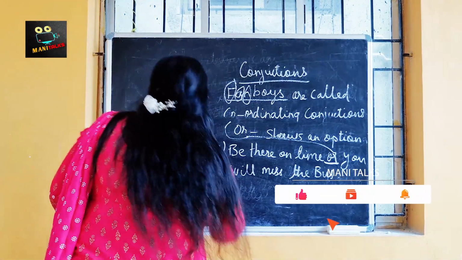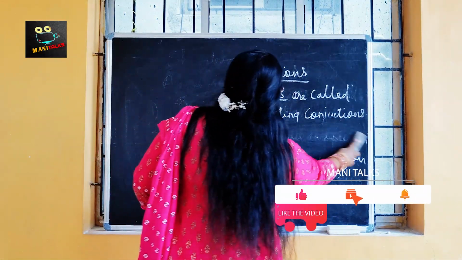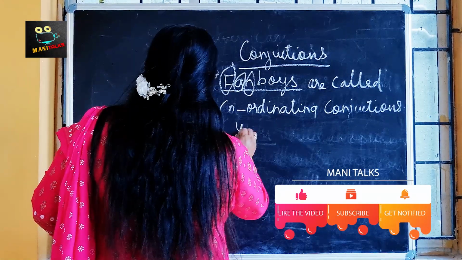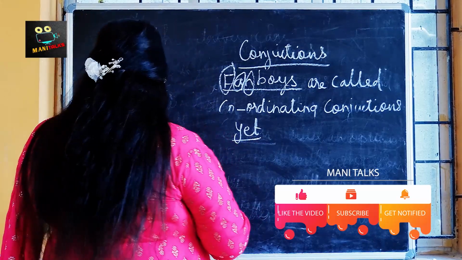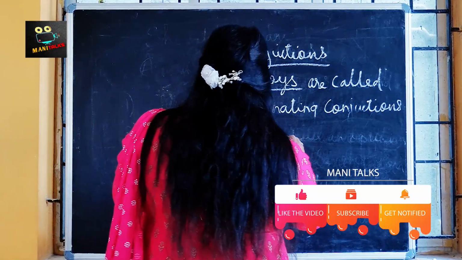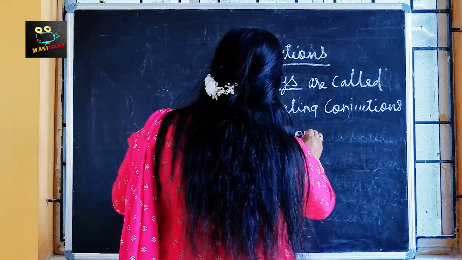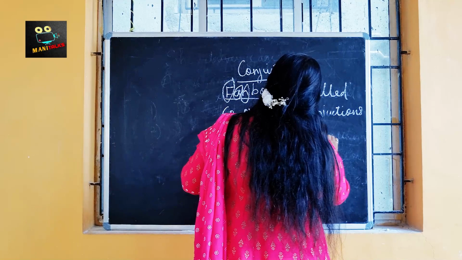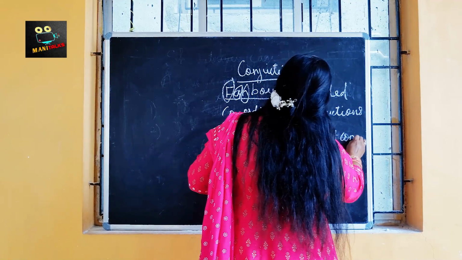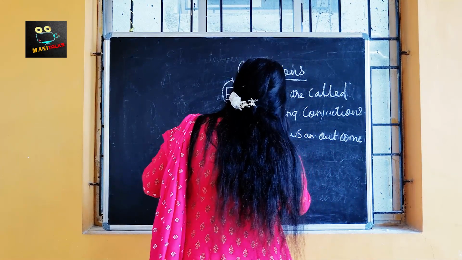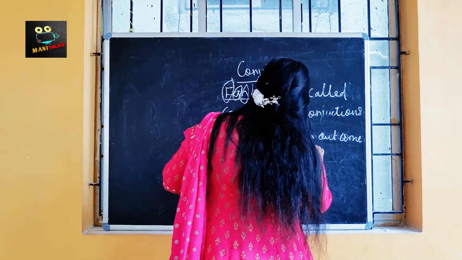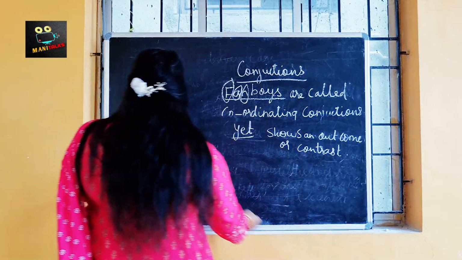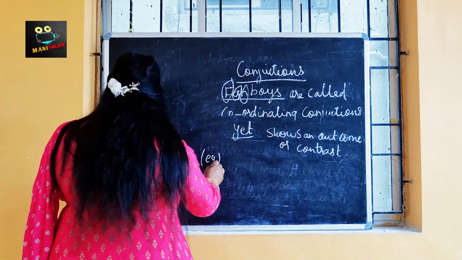Okay students, again let's go with another. After or what comes? Tell me. Y, isn't it? Y is for yet. Okay, so yet shows an outcome of a sentence or a contrast. So Y is used for this. Example I'll give you.